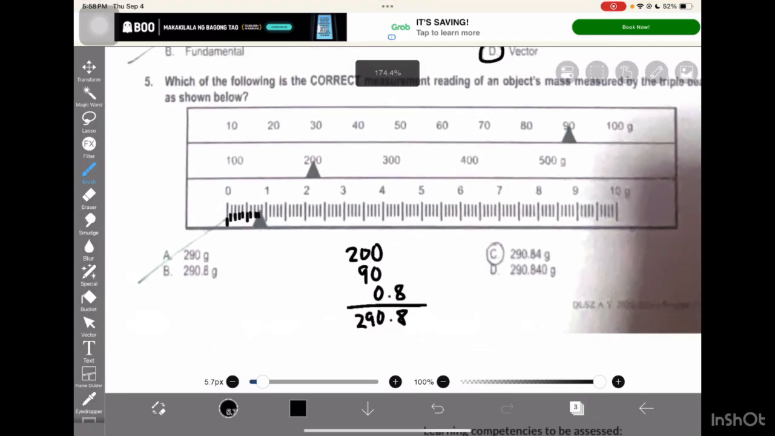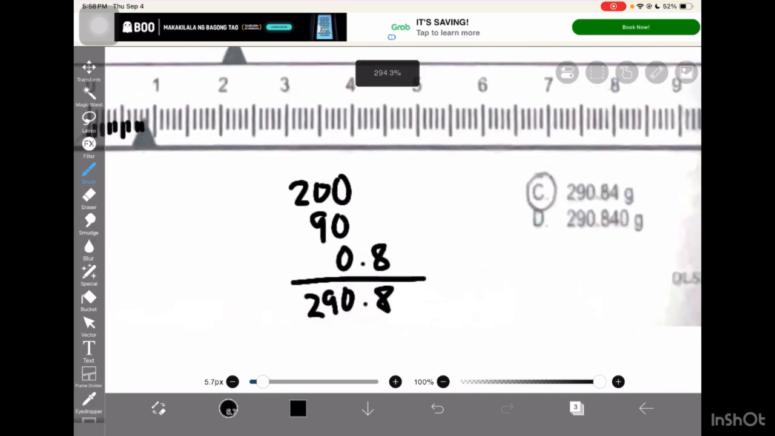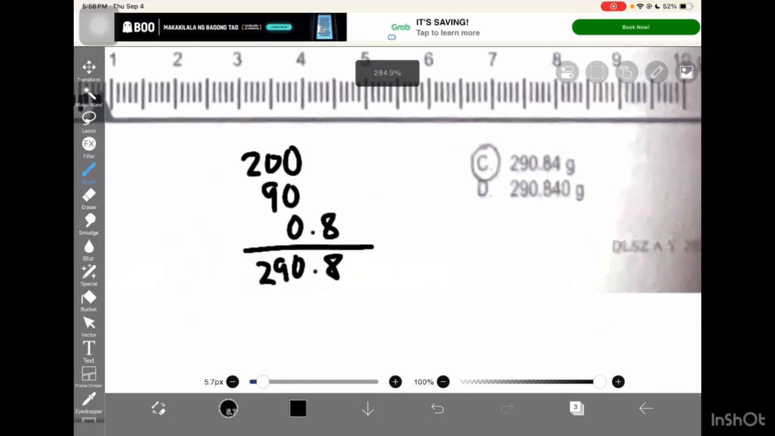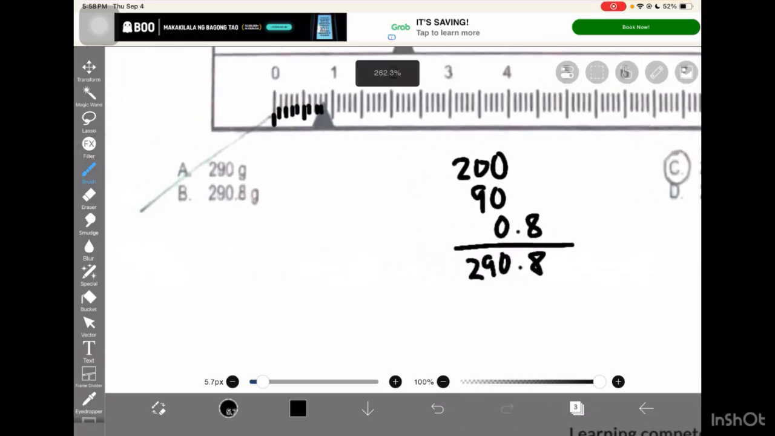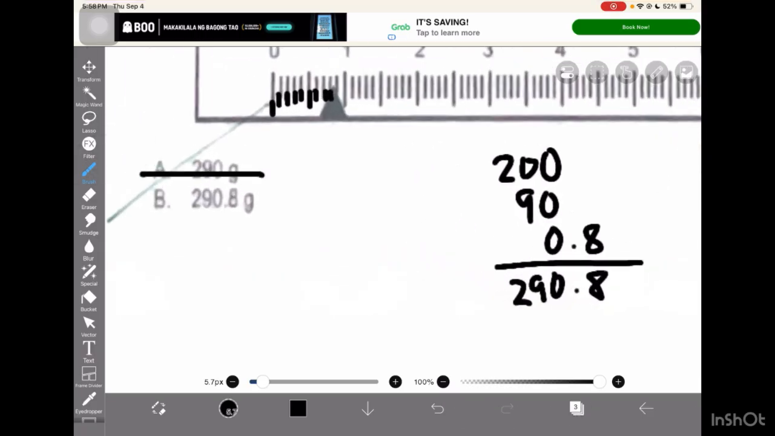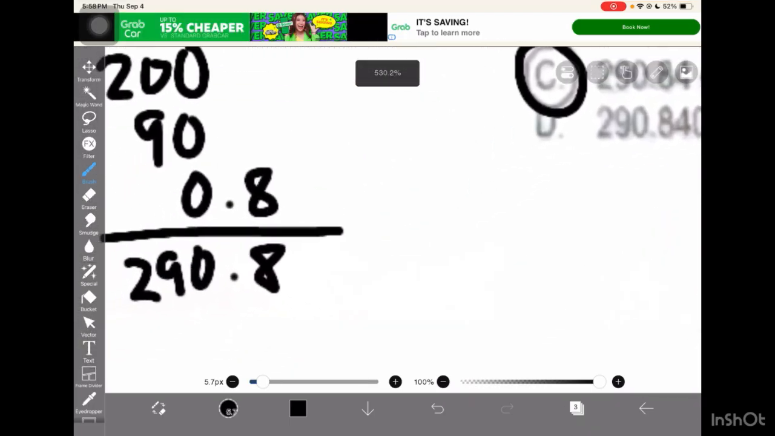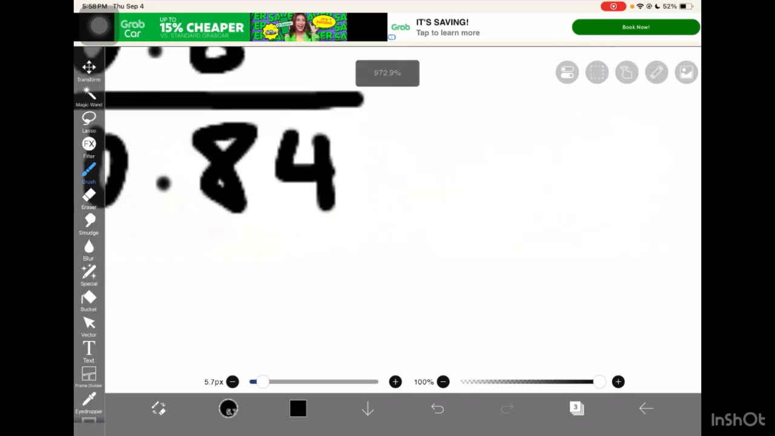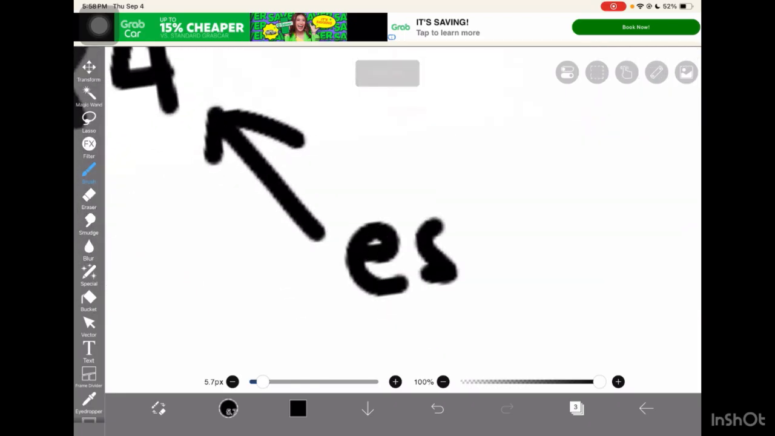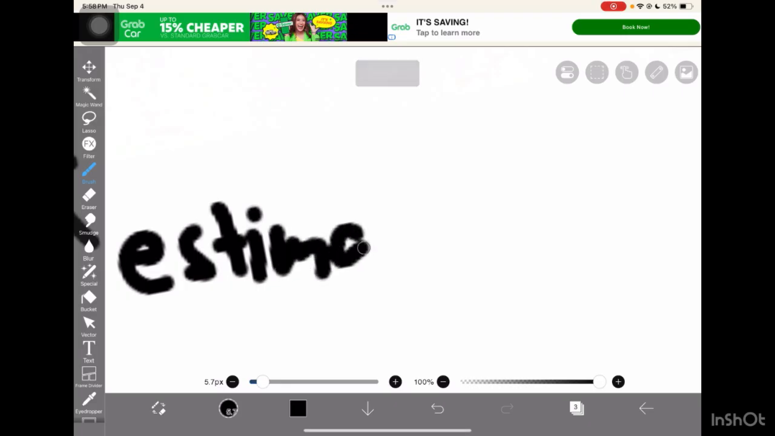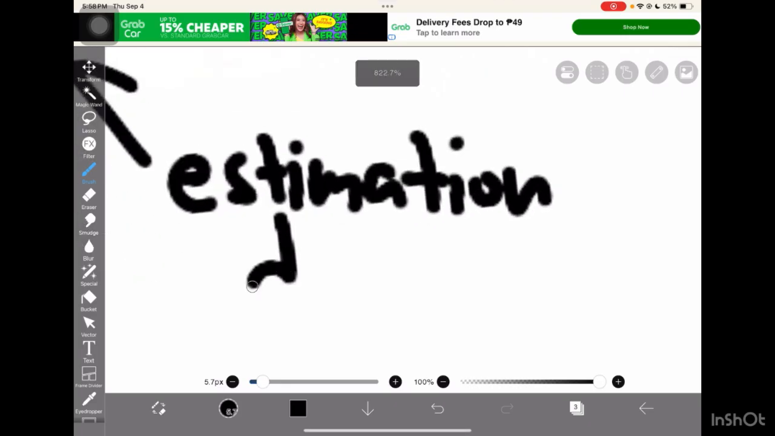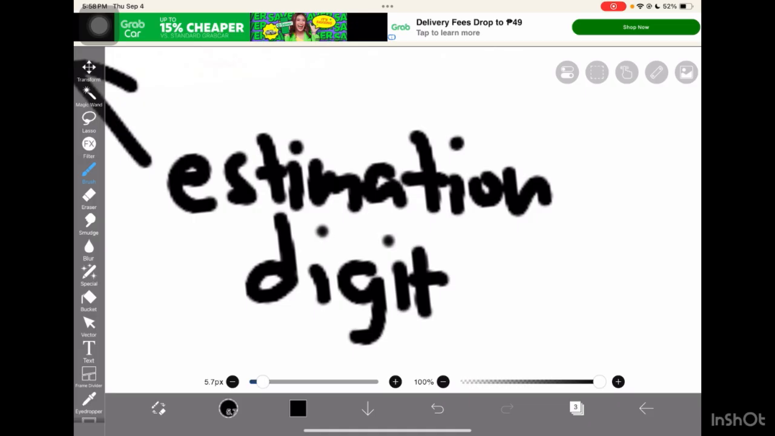But remember, when we read measurements, we also add another estimation digit. So therefore, we have to choose the one with an extra estimation digit. So therefore, 290 is not correct. 290.8 is not correct because it doesn't add a significant digit. But C is correct because it adds exactly one significant digit. And this is what you call your estimation digit. So this applies to the rules in significant figures.